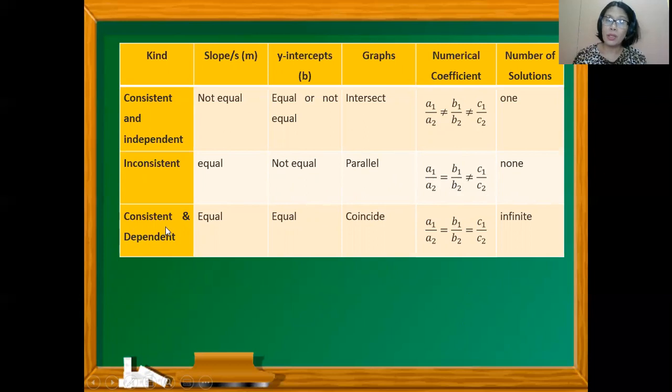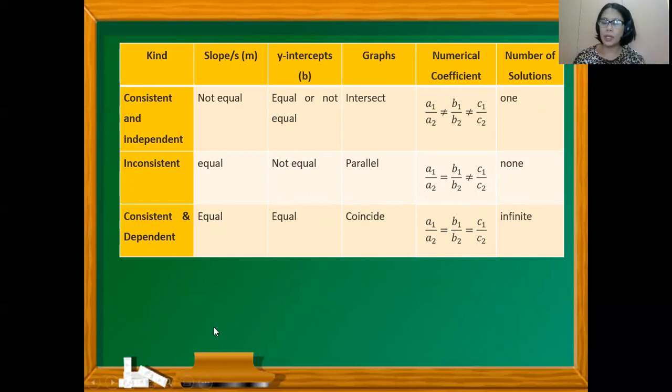Next is the consistent and dependent system. Their slopes and y-intercepts are equal because the two equations are equivalent, and the graphs will coincide. As regards the ratio, a sub 1 over a sub 2 equals b sub 1 over b sub 2 equals c sub 1 over c sub 2. And the solution set is infinite, which is represented by the points on the coinciding lines.